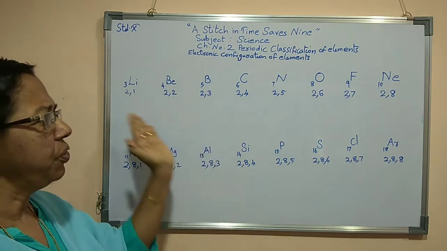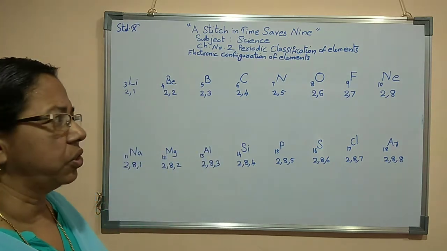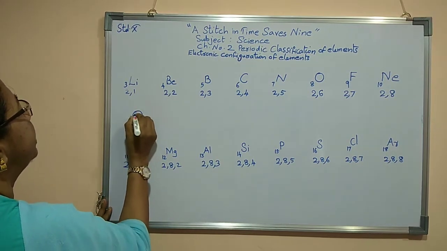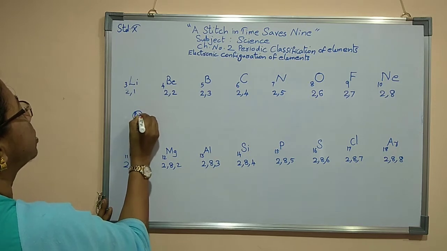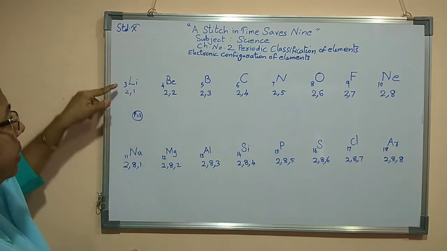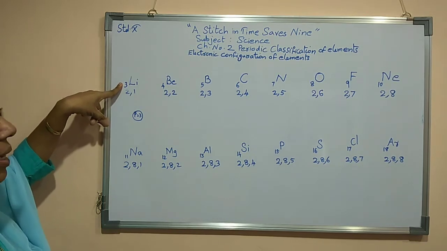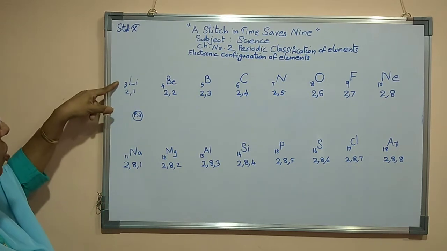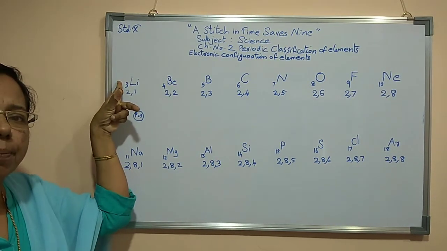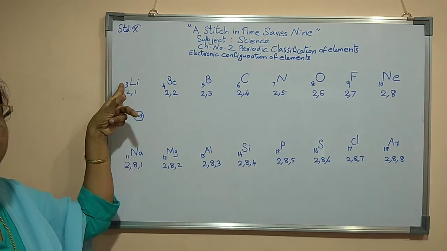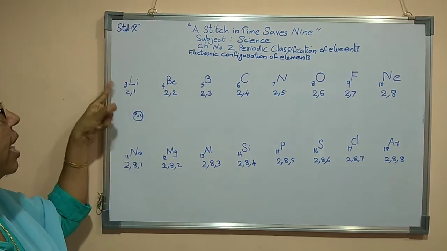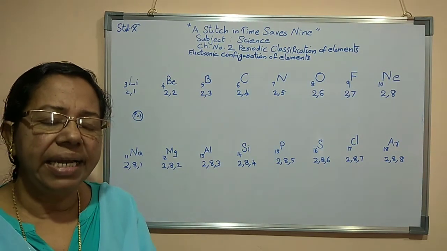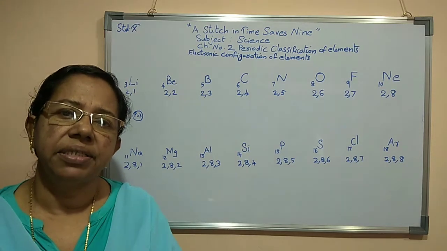Now for a few elements, I am drawing the electronic configuration and showing you. Lithium: nucleus has 3 protons. How did I get 3 here? Seeing its atomic number, I got the number of protons. Why? Because the number of protons and the atomic number are equal. We can even say that the number of electrons and the atomic number are the same. So once again, the number of protons, electrons and the atomic number of an element are the same.